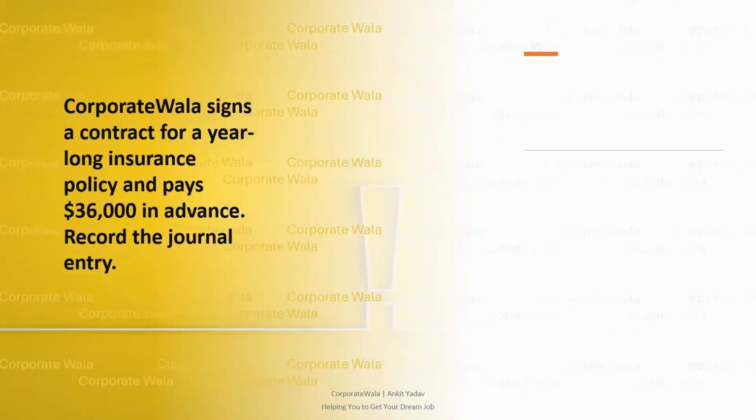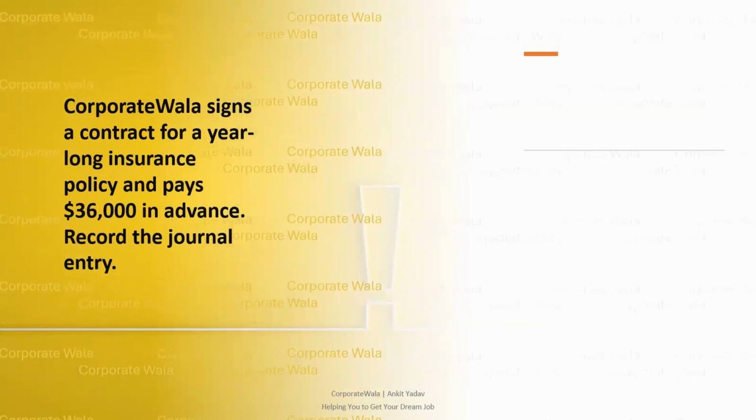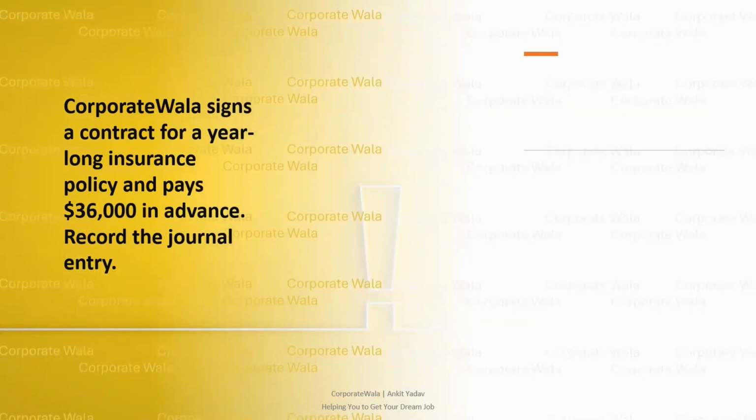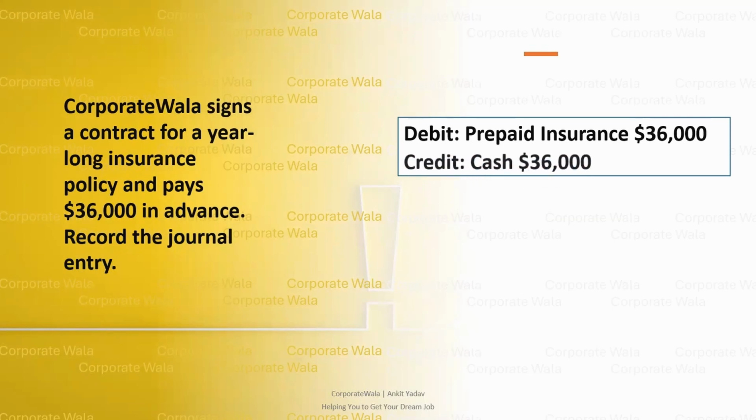Corporate Wala signs a contract for a year-long insurance policy and pays $36,000 in advance. And we need to tell the journal entry for this transaction. So whenever you are going to pay for any expense in advance, it will create a current asset for you. So what will be our journal entry here? We are going to create a current asset of prepaid insurance with $36,000, and because we have paid in cash, our cash balance will reduce. Therefore, we will credit our cash account. So our entry would be prepaid insurance account debit to cash with $36,000.